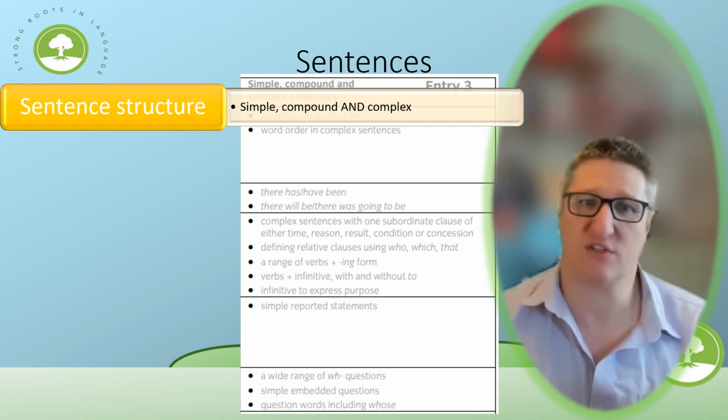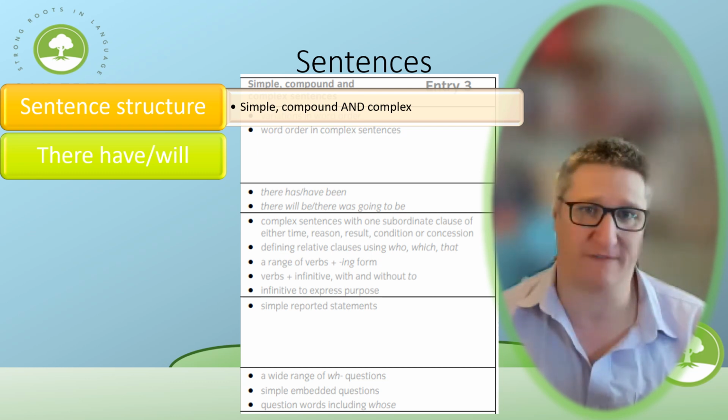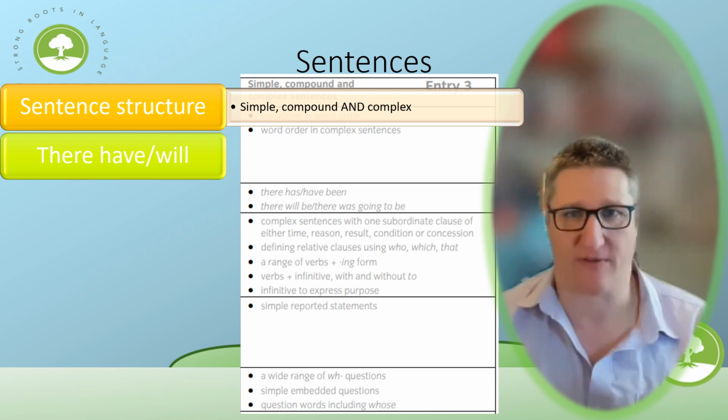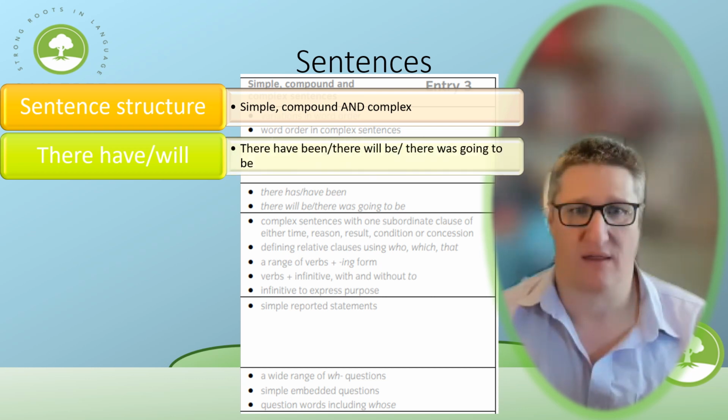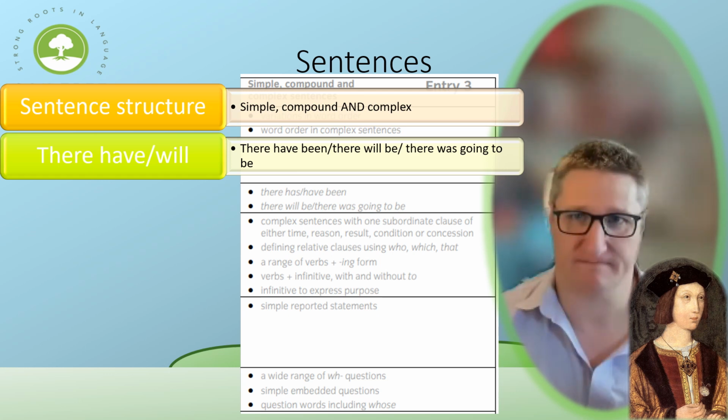Next, we turn to there is, there are. At entry 3, you should be able to use a wide range of auxiliary verbs after there to express different tenses. For example, there have been 8 British kings named Edward. There will be a King William V next. There was going to be a King Arthur, but he died. That was Henry VIII's older brother, by the way.